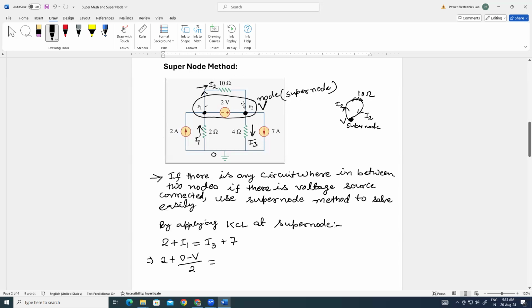If we have applied super node, so here the same voltage is there. So I2's value, because here voltage is V, V1 is equal to V2. I2 will be 0 as per this super node. If we have assumed it as a super node, so I2 will be 0. What is the value of I3? I3 will be same, V minus 0 by 4, right? Plus 7.